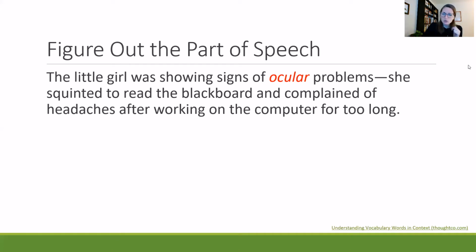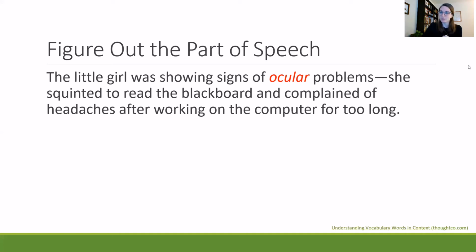So when I see that she squinted to read the blackboard and had headaches, well, that says to me this is probably a vision problem. So if I can think about signs of vision problems, that makes sense in the context of this sentence. It's another word I could use to fill in the blank. And I know that because I'm looking for a description of what type of problems I'm looking for here.